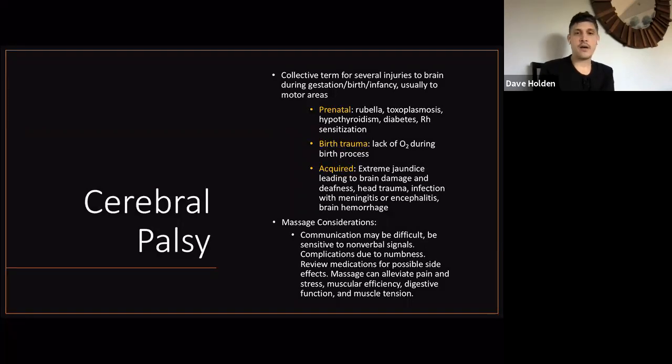Now, some of the other types are with birth trauma. These are events that happen during childbirth itself. These relate to a lack of oxygen during birth. The two most common ways that this happens: number one, the umbilical cord gets wrapped around the baby's neck in utero, and so the baby's being basically strangled.